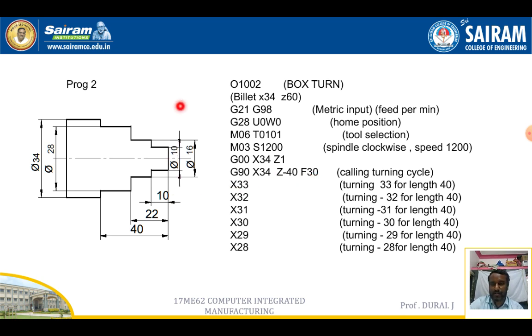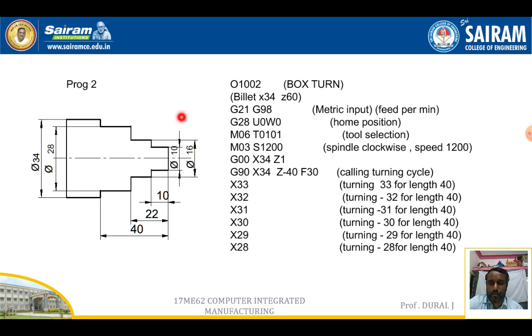What is the meaning of this? G90 is the box turning cycle, and X34 means 34 mm diameter where we are going to stop, and Z minus 40 means a 40 mm length has to be removed. So machining has to take place over 40 mm length. F30 is the feed rate, 30, that is the command we are going to give. After that, each pass we are going to give a depth of cut of 1 mm.